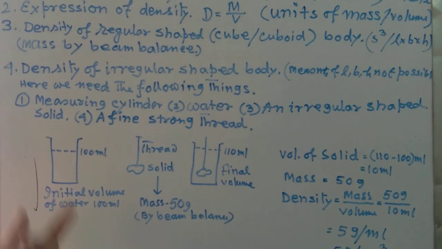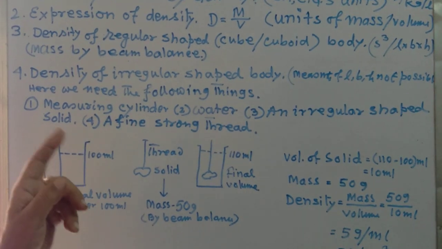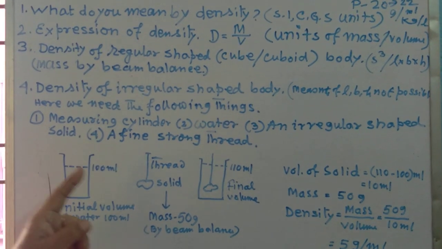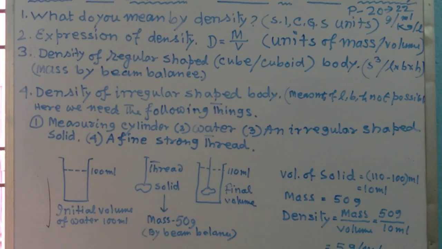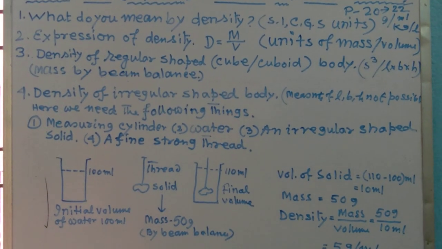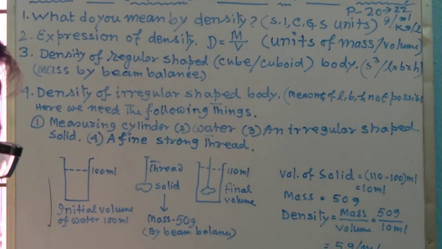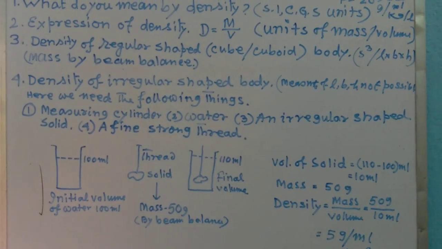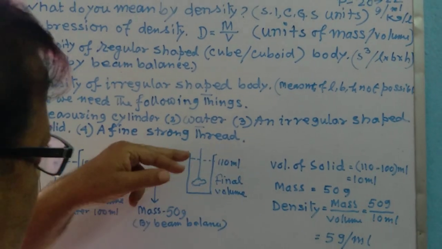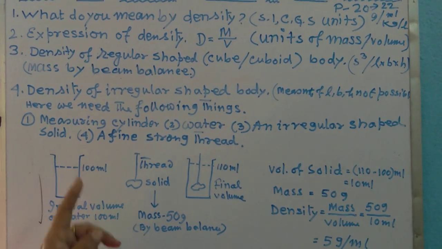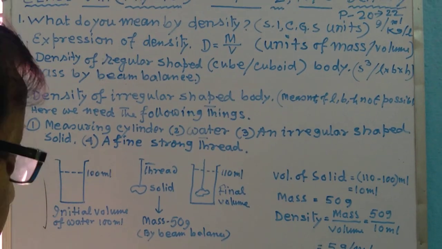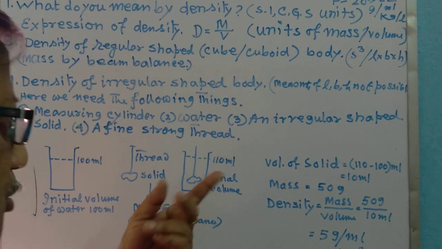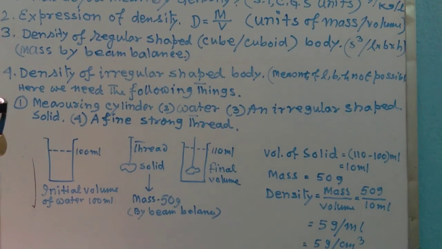So what we need to do? First we will take the measuring cylinder and pour water. Let the volume of water be 100 ml. This 100 ml is the initial volume of water. Then we will tie the solid with the thread, and the solid is immersed completely under the surface of the water. We will notice that the level of water has increased. Say initially it was 100, now it is 110. So the increase in volume is 10 milliliter. From here we can measure the volume of the solid.